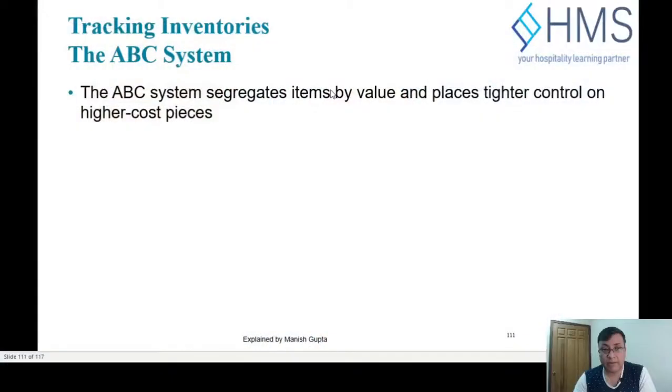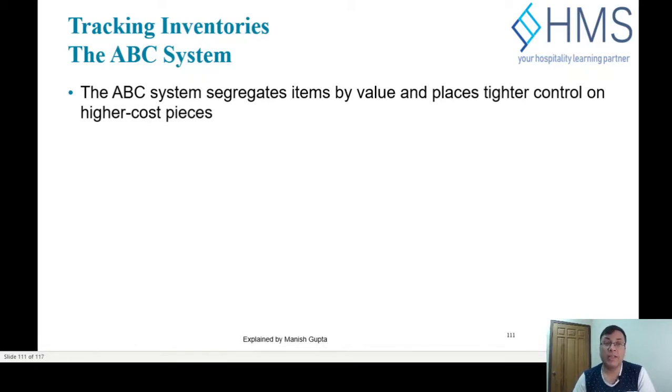Now, in this video, we're going to talk about the tracking system of inventory, which is popularly called the ABC system. This system helps us understand and prioritize which inventory items we need to be monitoring and managing. So let us look at that, and then we will be covering it again in the other section. The ABC system aggregates the items by value and places tighter control on high-cost items.